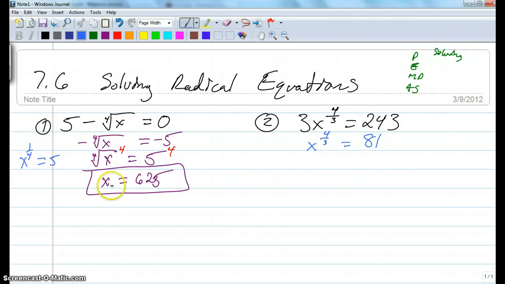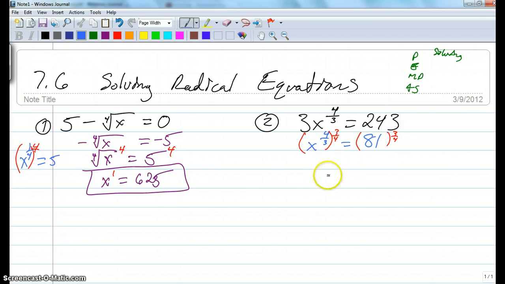And at the end, we had x. What is the exponent on this x? It's 1. So we took x to the 1/4 and we made it x to the 1st power, because we know and understand the 1st power. So what we did was we raised it to the 4th power, which incidentally is the reciprocal of 1/4, right? So we're going to apply that same concept here. We're going to raise both sides to the 3/4 power.